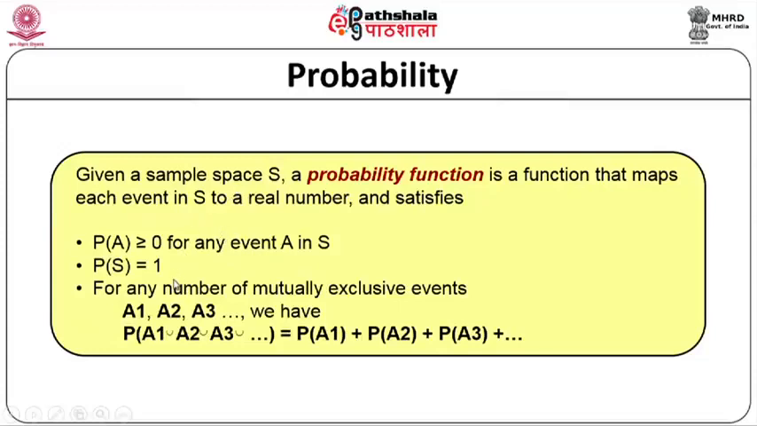Probability of the whole sample space must be equal to 1. So, all the probabilities related to all events of this sample space put together will be equal to 1. And for any number of mutually exclusive events, probability of A1 union A2 union A3 is probability of A1 plus probability of A2 plus probability of A3 and so on. So, the overall probability for mutually exclusive events is going to be the sum of individual probabilities.